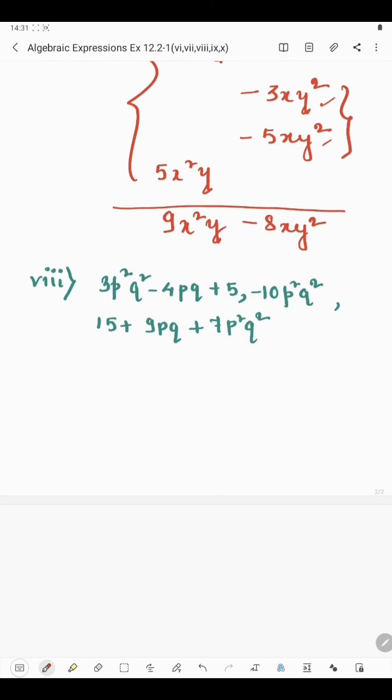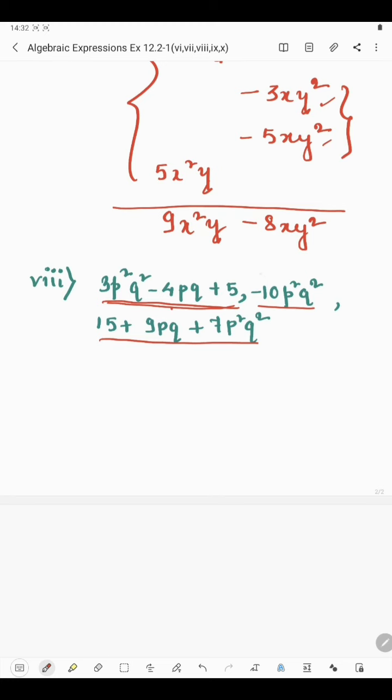Now in the 8th part we have 3p square q square minus 4pq plus 5 comma minus 10p square q square comma 15 plus 9pq plus 7p square q square. So here see, after 3 terms we have been given a comma. That means these 3 terms are in one expression. Now again we have minus 10p square q square, and after this a comma is given. That means in this expression we have only one term, and in the third expression again we have 3 terms.